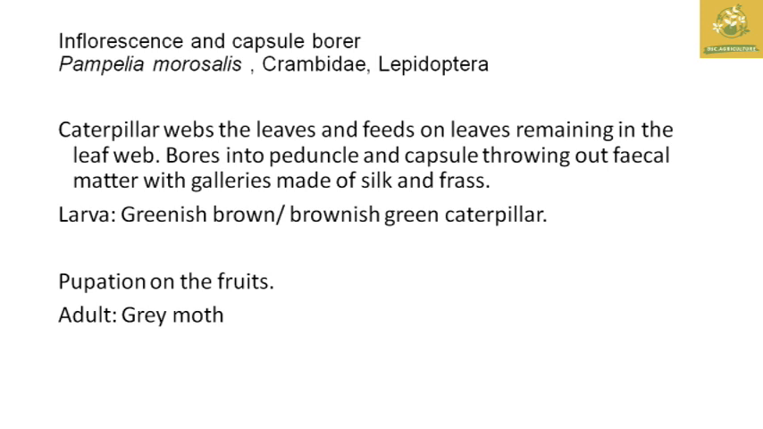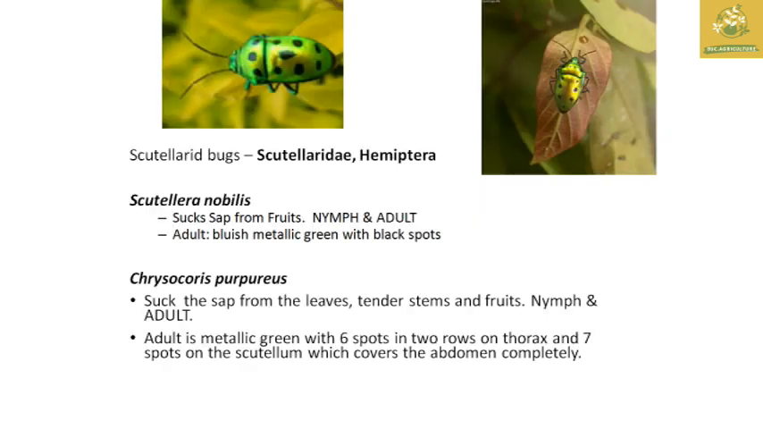The first one is the inflorescence or capsule borer, where the scientific name is Pempelia morosalis, the family is Crambidae and the order Lepidoptera. Regarding the symptoms, the caterpillar webs the leaves and feeds on them, and also bores into the pedicel as well as the capsule of the Jatropha and makes galleries made up of silk or frass inside the bored fruits. The larva is a greenish or brownish green caterpillar, pupation takes place in the pod of the fruits, and the adult is a green moth.